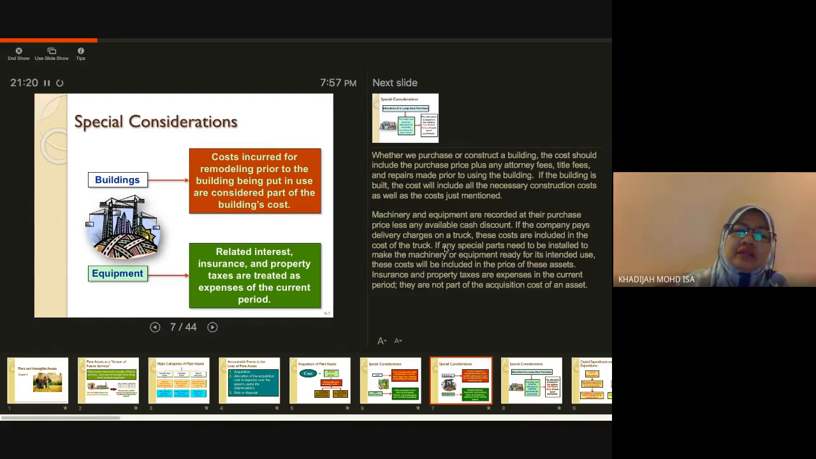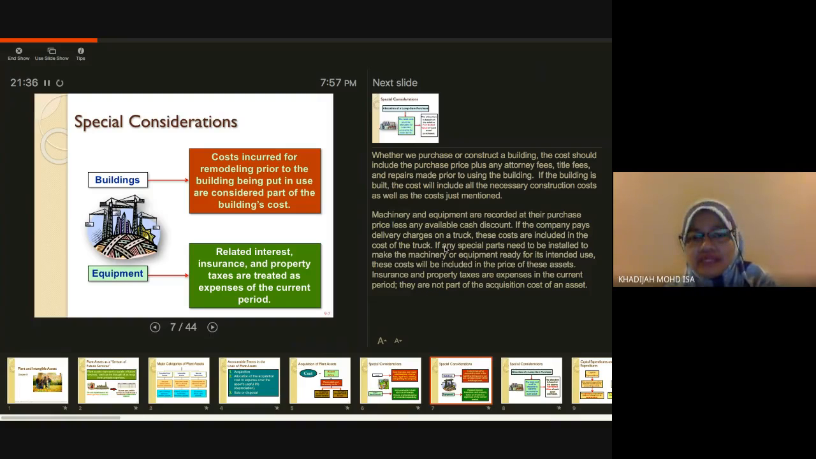So sometimes it's quite tricky because you do not know whether this should be cost or not. That's why in accounting, we call it capitalizing the cost, right?